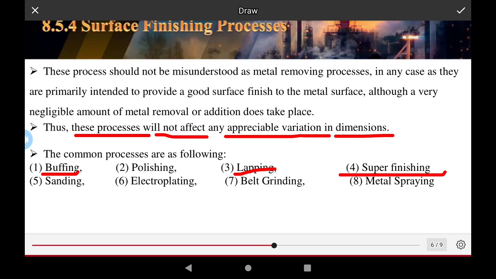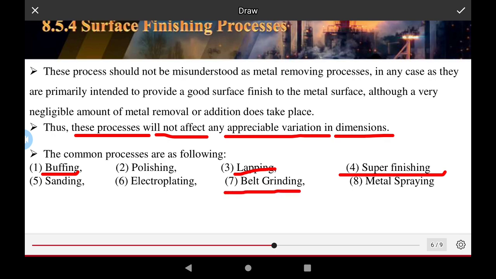The sanding operation is used with the help of sand application in this process. The electroplating operation is used with the help of electrical power, or with the help of the surface system. The belt grinding.